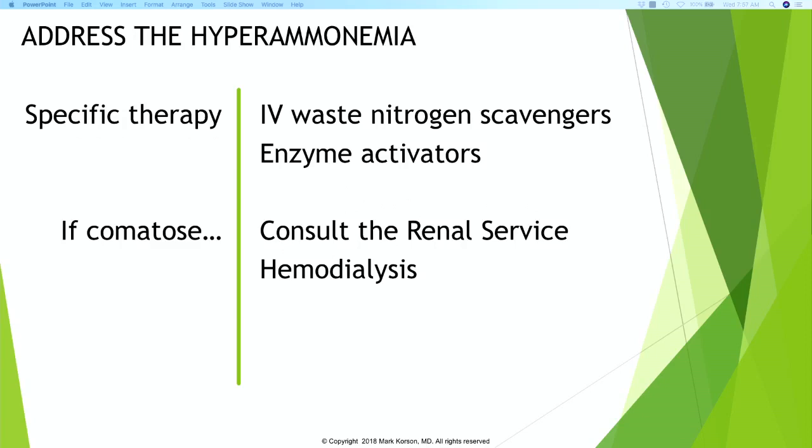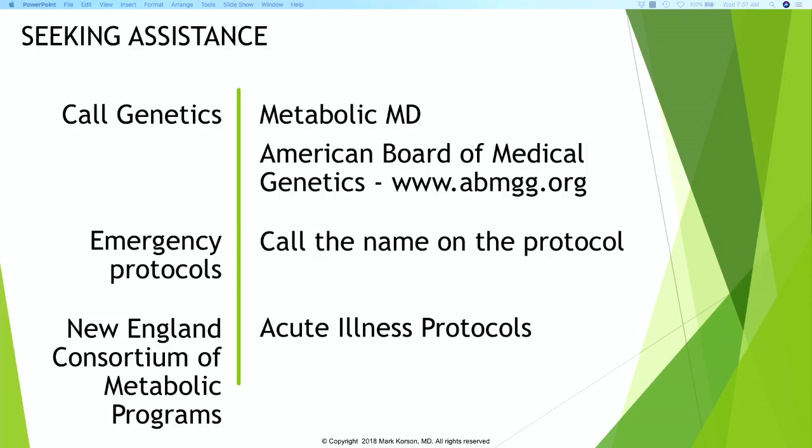There exist specific waste nitrogen scavengers and enzyme activators that one can use. You need to get a geneticist to help you with that. And certainly if the patient is comatose, if the ammonia is too high, the medications are just a drop in the bucket. You really need to call the renal service and get hemodialysis. But do employ a geneticist.